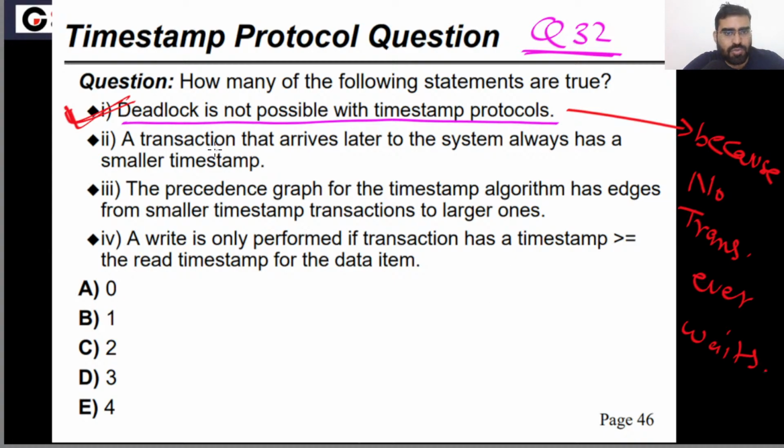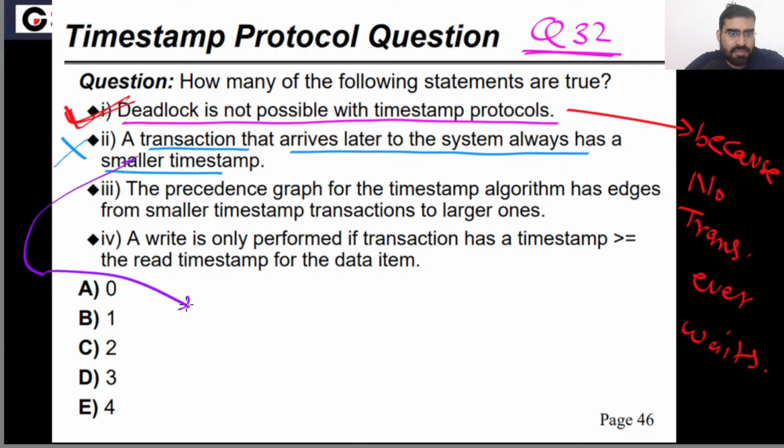Next statement: a transaction that arrives later to the system always has smaller timestamp. This is wrong. It will actually have larger timestamp. So if you arrive late, you will have a larger timestamp.